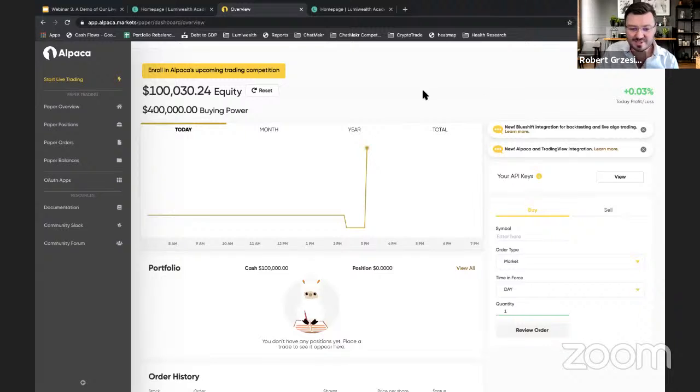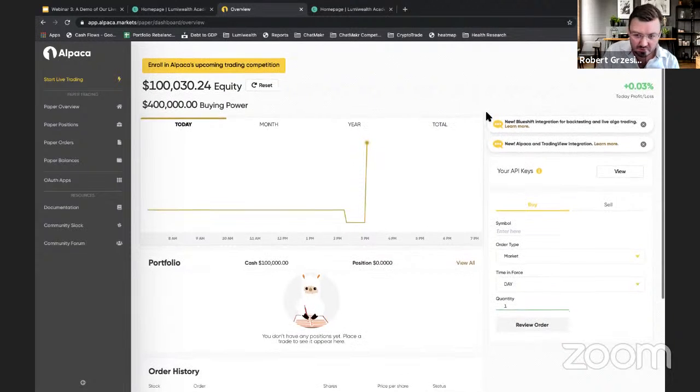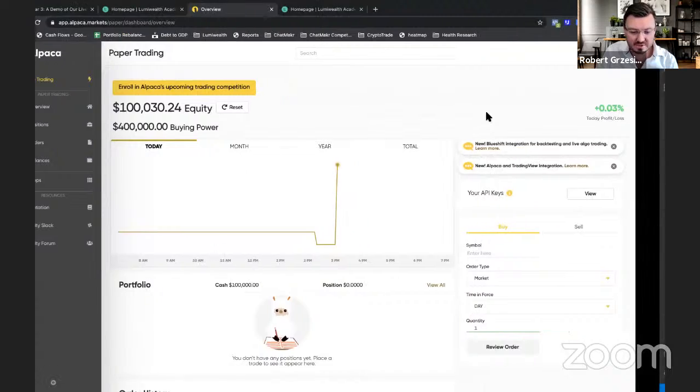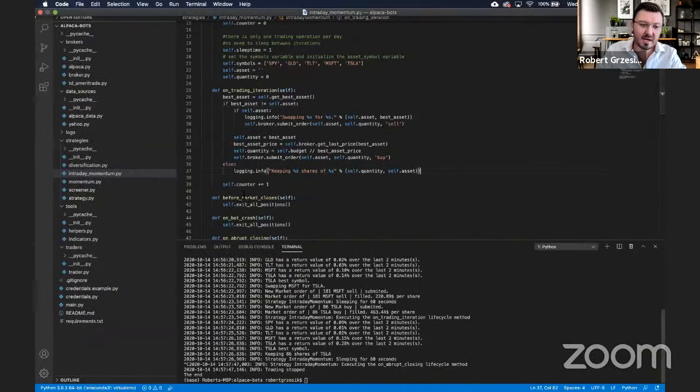Okay. And as you can see, we made some money. So that's nice. So we made $30. Actually, I think more than that because I started lower. So we made something like $100 so far. So it's great.